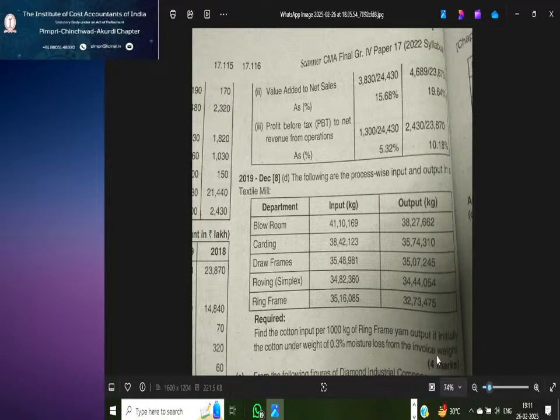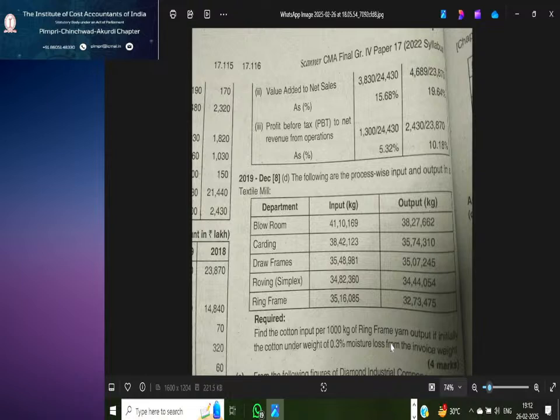Now what they are asking: if you are going to put an input of 1000 kg of cotton in your blow room, how much will it fetch you in the ring frame? That is the final product. So if you put 1000 kgs of cotton inside the blow room, it will go through blow room, carding, draw frames, roving, ring frame, and at last the yarn will be produced. This is very much specific to the textile industry. So how are we going to do that? There is something called waste multiplier, which is used exclusively in the textile industry.